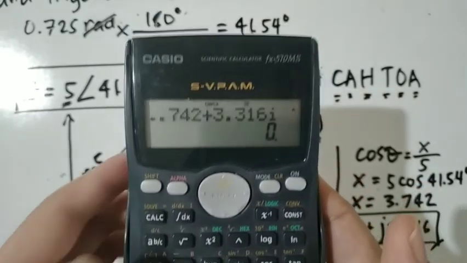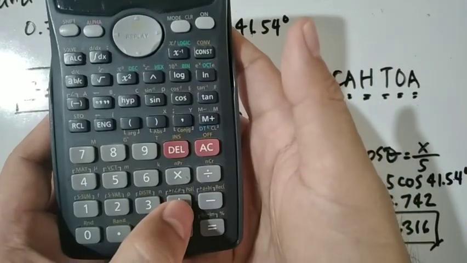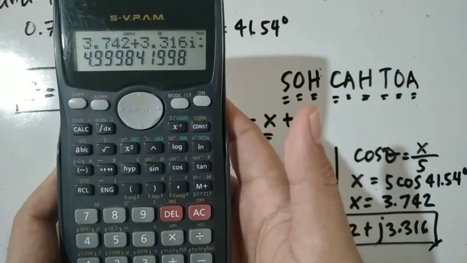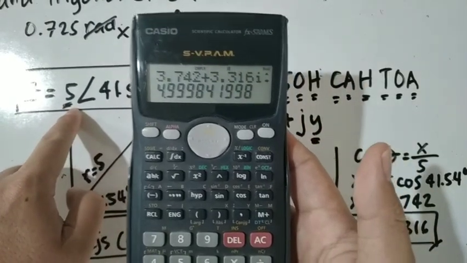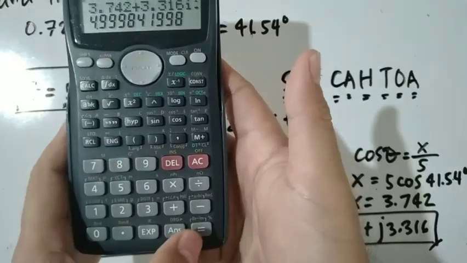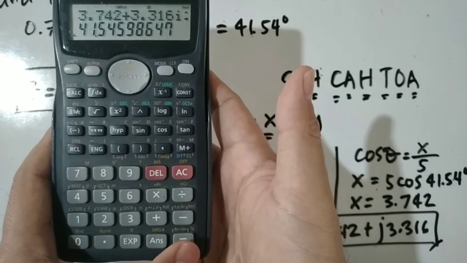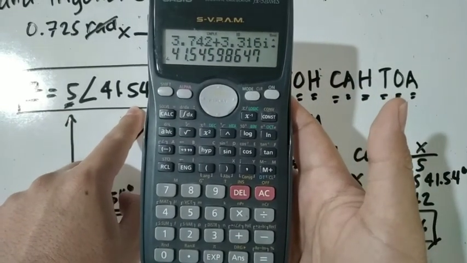So then shift to polar, and then equals, so 4.9899 or 5. And then once again for the angle, shift, imaginary part, equals, which is 41.54.